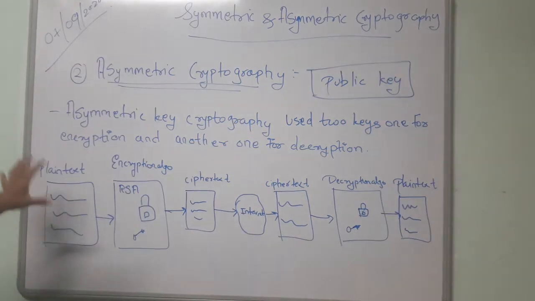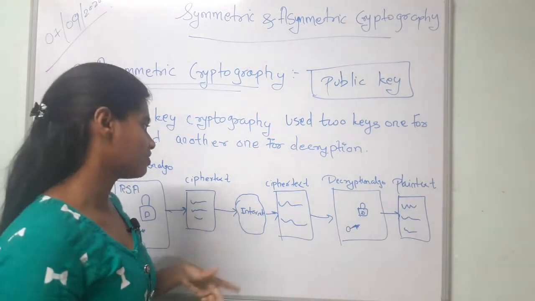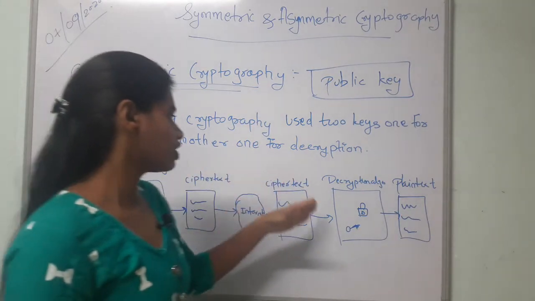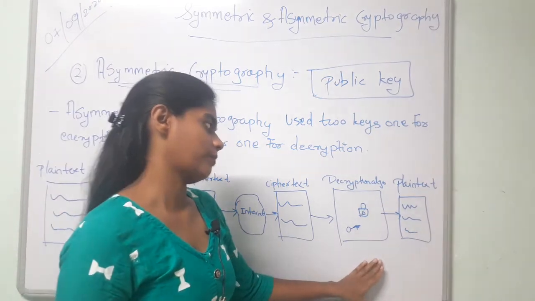So plain text is converted into ciphertext. The ciphertext then goes over the internet, that is cyberspace, and then it reaches the receiver, and here comes the decryption algorithm.